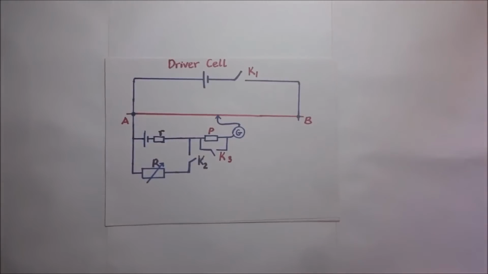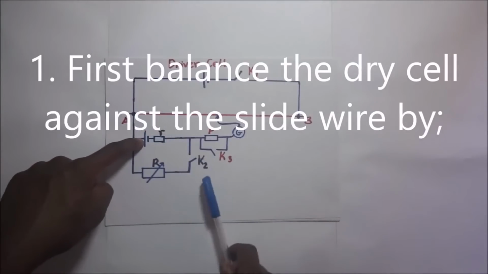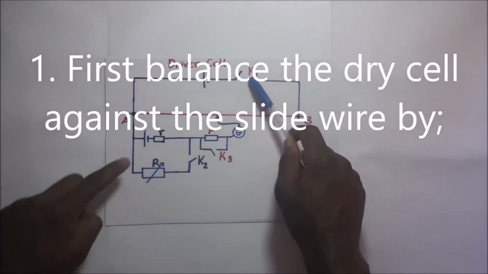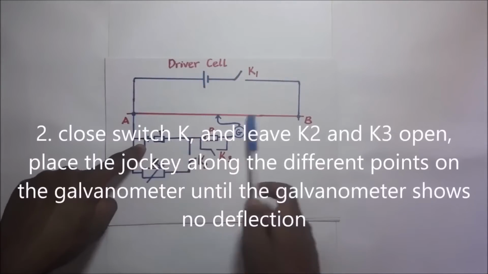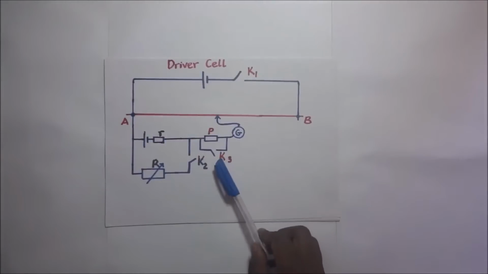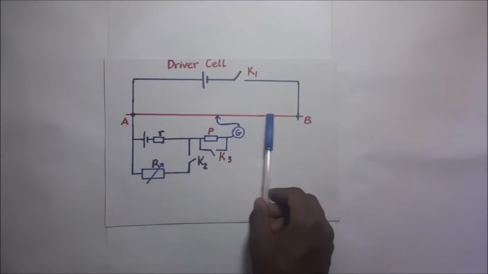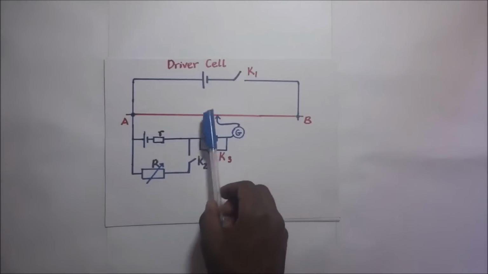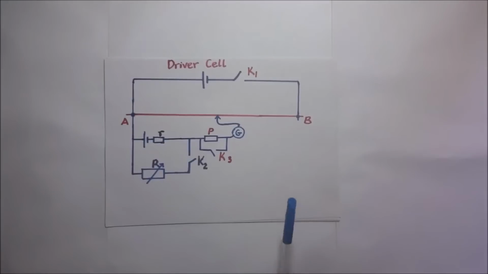So let's get started with the experiment. First of all, we are going to balance this cell against the slide wire. We do that by first closing switch K. When we close switch K, the driver cell starts providing current. While leaving K3 and K2 open, we move the slide jockey along the wire AB, tapping it along the wire up to a point where the galvanometer shows no deflection.